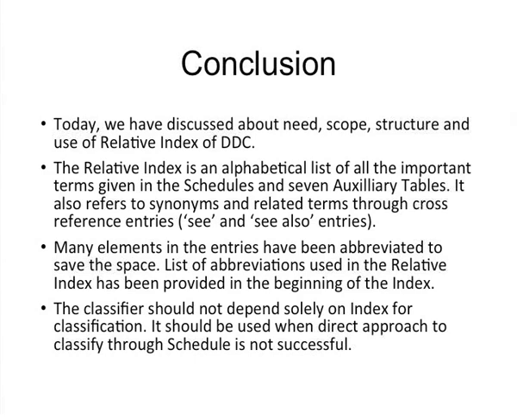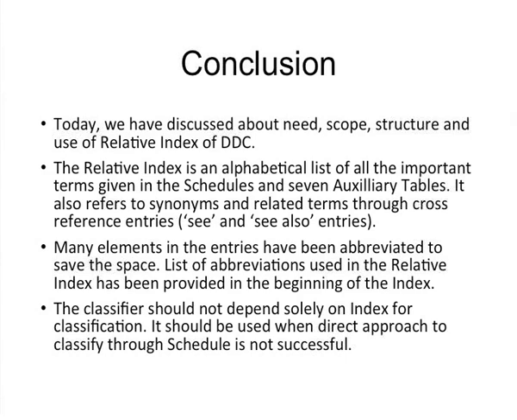in classifying documents. It is an alphabetical list of all the important terms given in the schedules and seven auxiliary tables. It refers to synonyms and related terms through cross reference entries like See and See also entries. Many elements of the entries are given in abbreviated form to save space, and the list of abbreviations has been given in the beginning of the relative index to help the classifier.